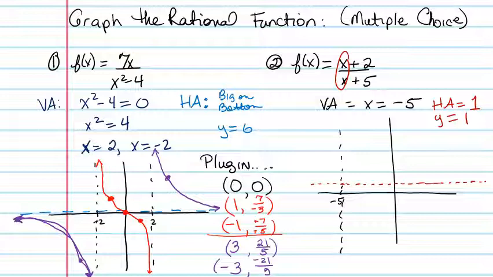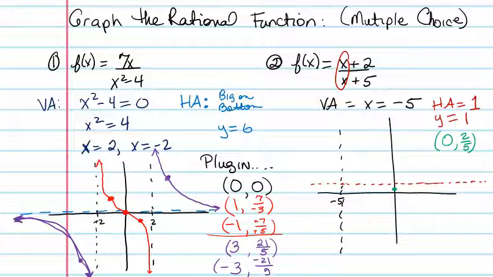So there's my horizontal at y equals 1. Okay, and so now I'm just going to plug in a couple of numbers, and if I plug in 0, I get 2/5. So that's 0, 2/5. So that's going to be right here.